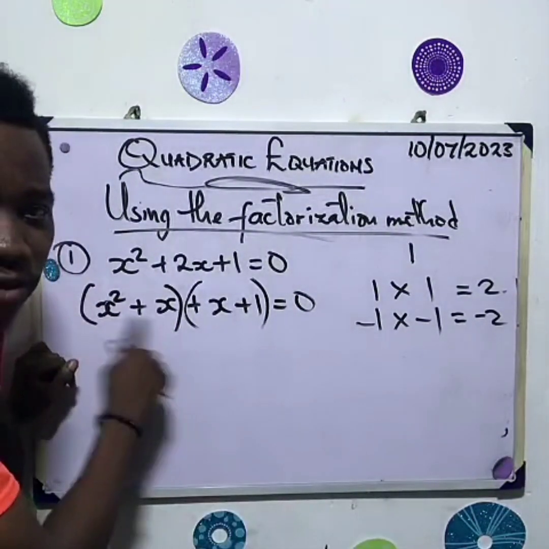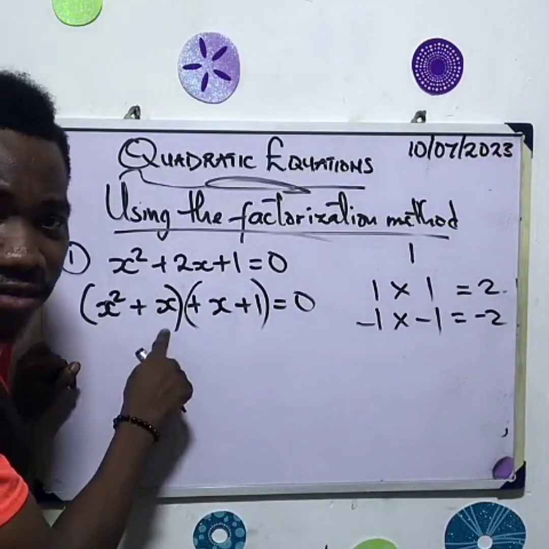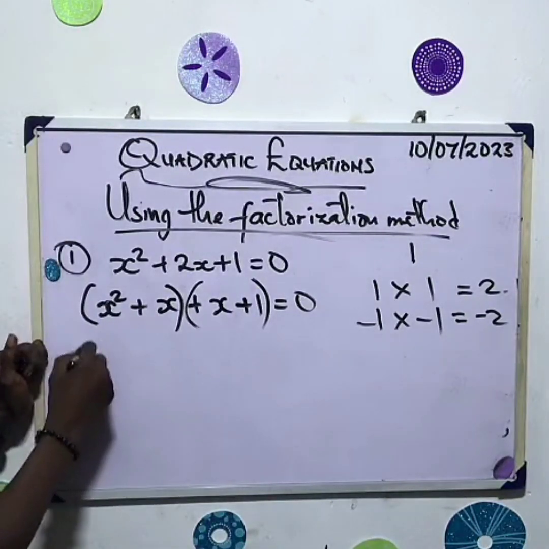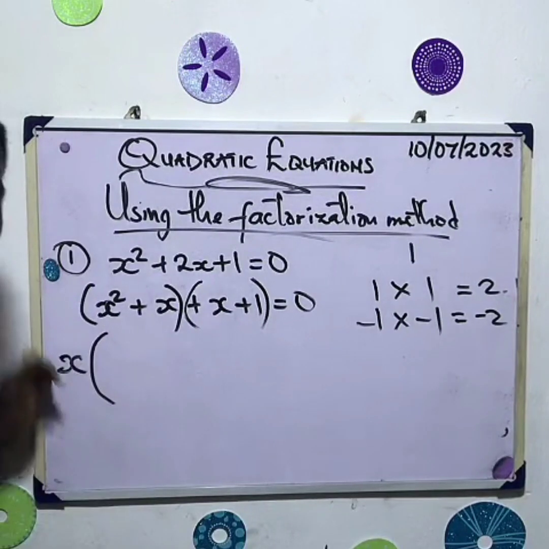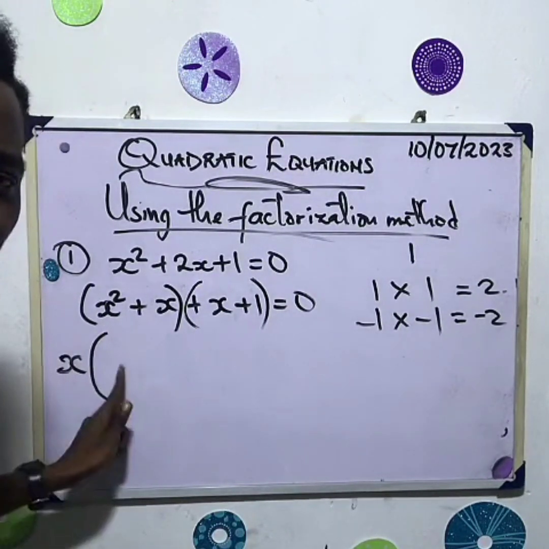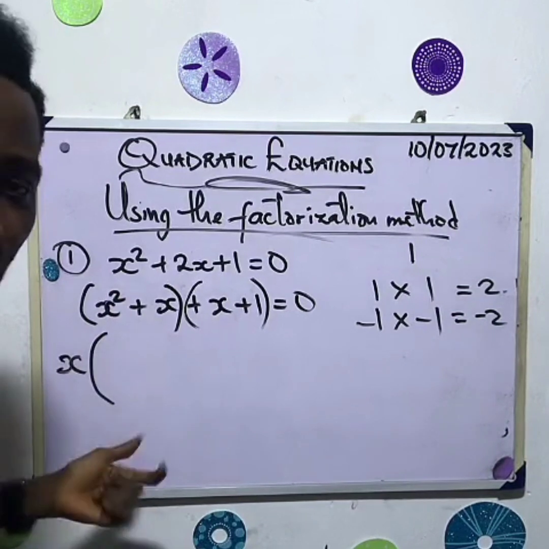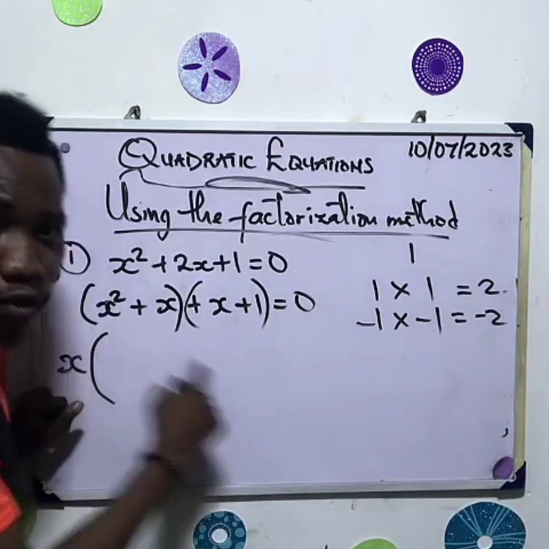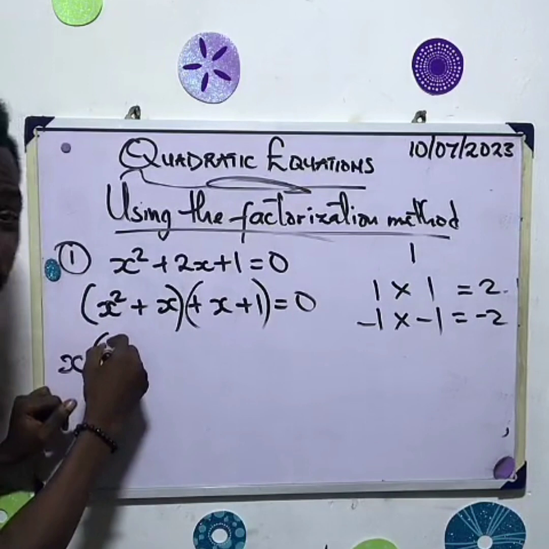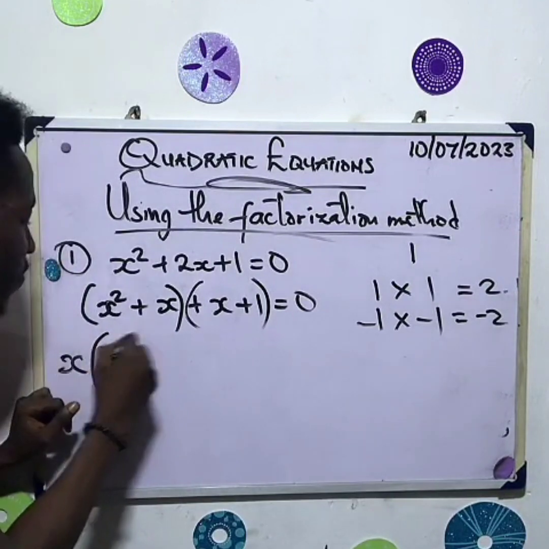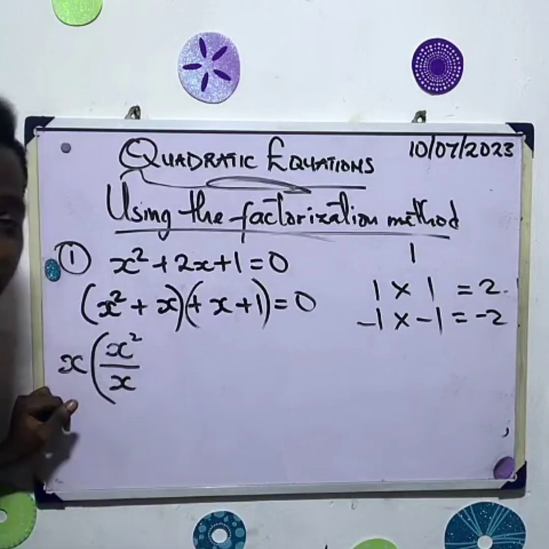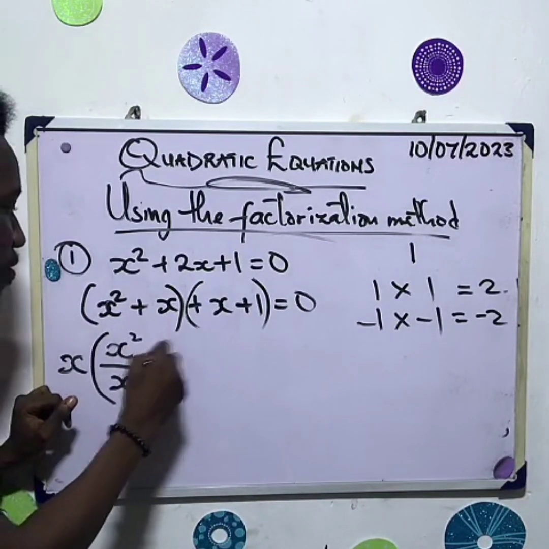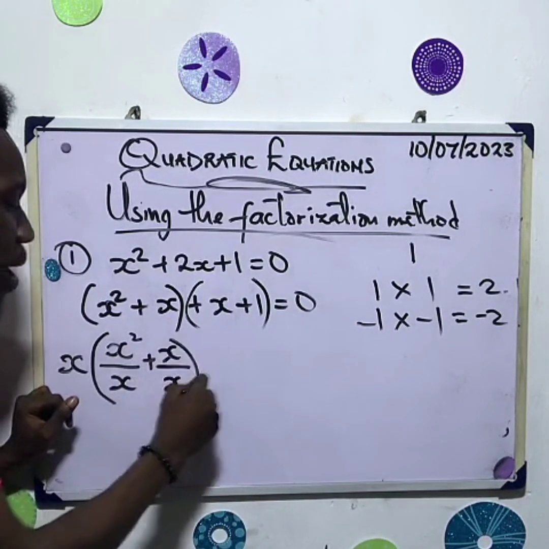What's the highest common factor? X is here, X is here, right? So you want to write it outside of the brackets. Then in the brackets, ask yourself, x times what will give me x squared? Or, if that would confuse you, you can choose to divide to see what will be left. You can say x squared divided by x, plus x divided by x.